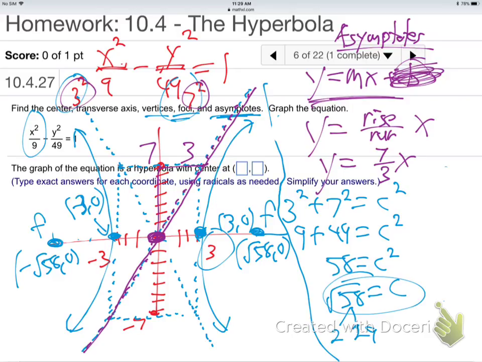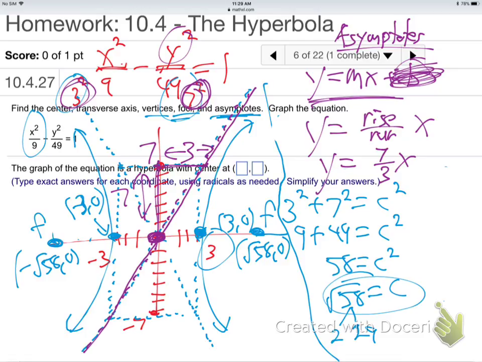So notice you can do this without doing anything. You can just look at the original equation and go 7 squared, because that's under y. So y's rise, y's up, down. Just go rise over run, 7 over 3. It'll always work like that. 7 over 3, right? Because this goes up 7 over 3, doesn't it? Up 7 and then over 3.